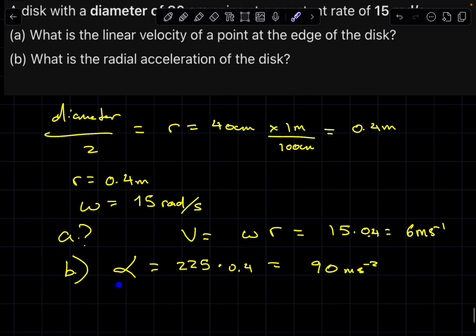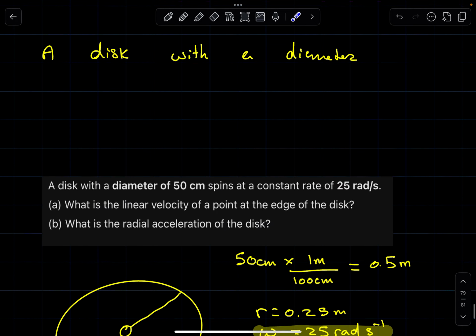By the way, acceleration can also be written like this. Now, acceleration, radial acceleration of the disk, we're going to use omega squared times radius. And omega squared, 15 radians per second squared is 225 times the radius 0.4 is going to give us 90 meters per second squared.